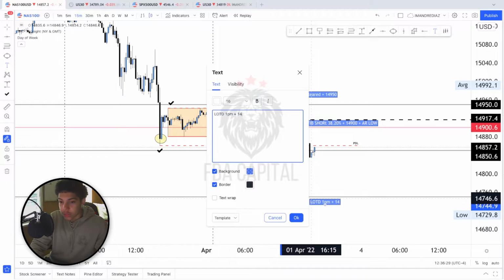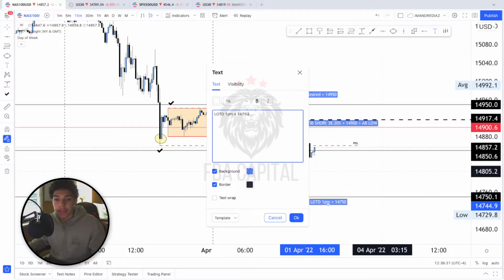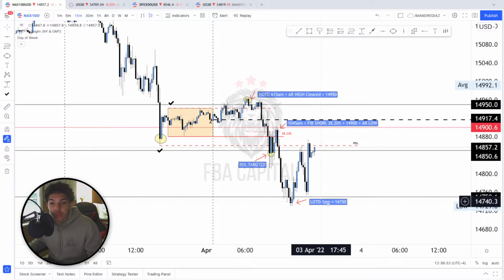At 14,750. So this is where we got the low of the day. And then from here, price started to come higher once again and started to retrace.